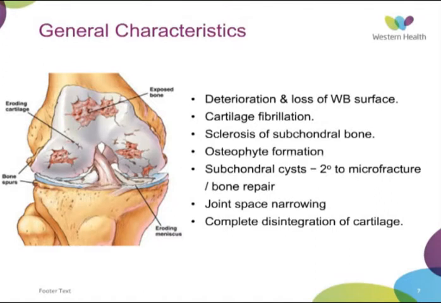There's a deterioration and loss of the weight-bearing surface, which is the cartilage. You get cartilage fibrillation, sclerosis of the subchondral bone, and also osteophyte formation. You can get subchondral cysts, which is secondary to microfractures which occur, and then the healing process of that. And essentially, eventually joint space narrowing as the cartilage wears away, and then the complete disintegration of the cartilage.